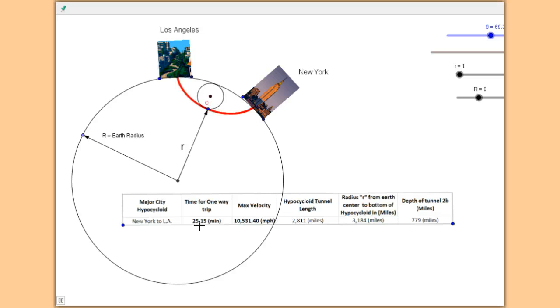Time for one-way travel is 25.15 minutes. The maximum velocity is 10,531.4 miles per hour. Our hypocycloid tunnel length, this underground, this red part here, is 2,811 miles. The radius from the center of the Earth to the bottom of the cycloid, here to here, is 3,184 miles, and the depth of the tunnel, 2B, is the depth of the rolling circle, which is 779 miles. Okay.